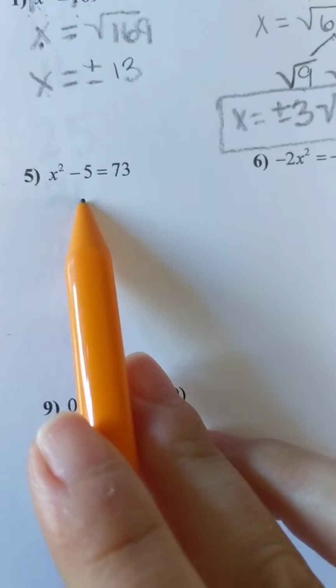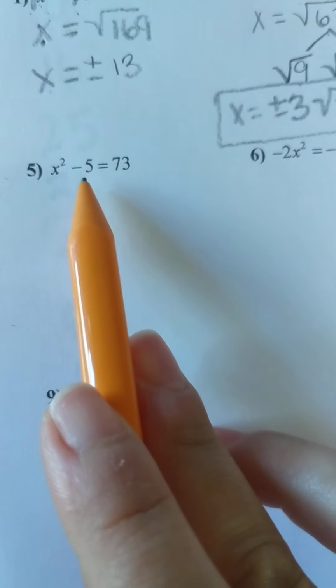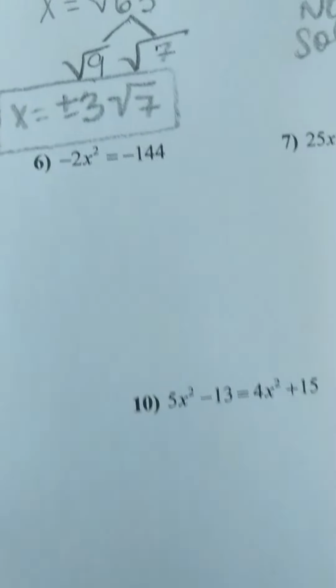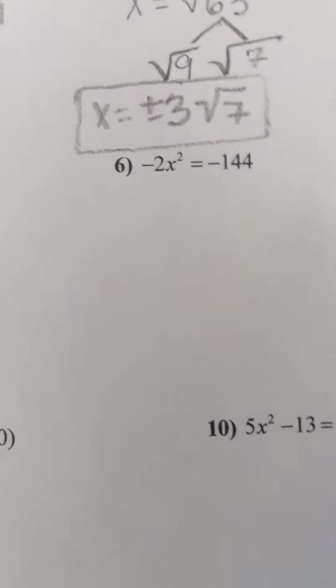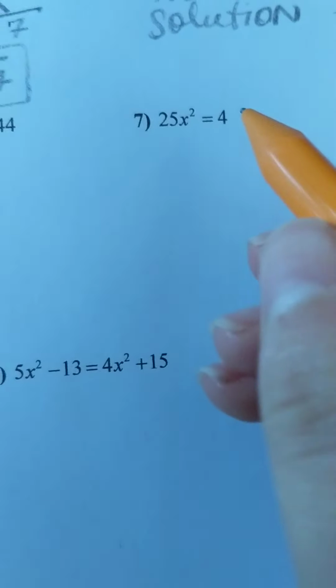Fantastic. Okay, you guys are doing great. So when x squared is not by itself, you have to get rid of anything that's bothering it before you take the square root. Let's look at number 6. So for number 7. Let's look at number 7.